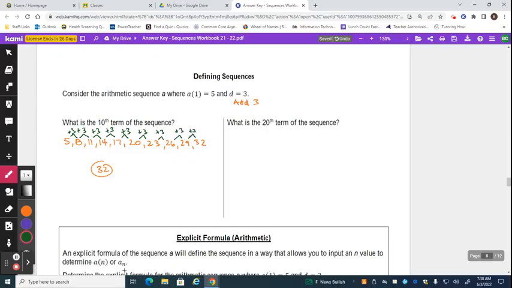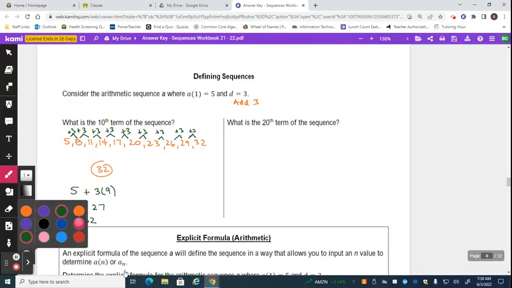So if you think about an easier way of doing this, we're starting with 5 and we're adding 3 9 times. 3 times 9 would be 27, and 5 plus 27 is 32. So we could do the same list for the 20th term.